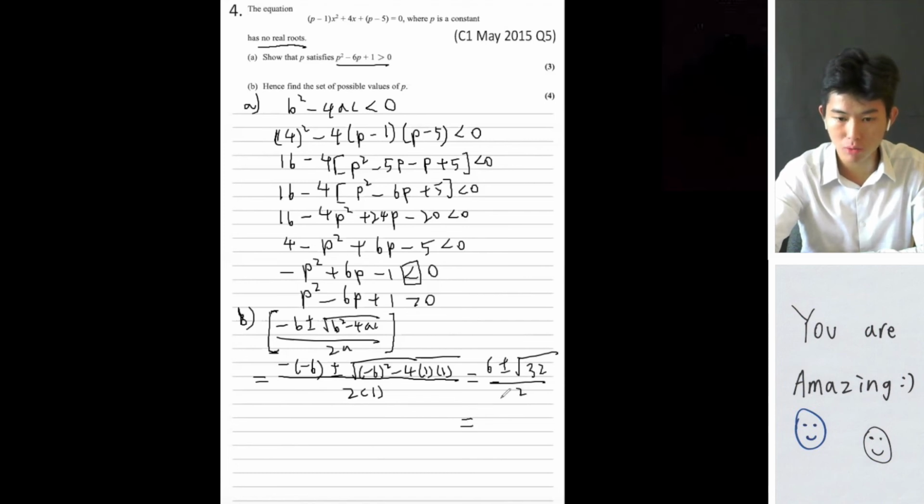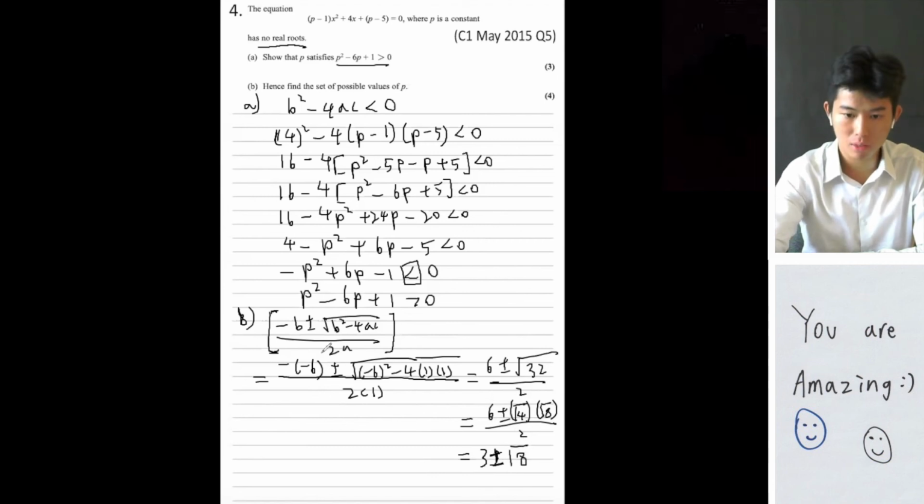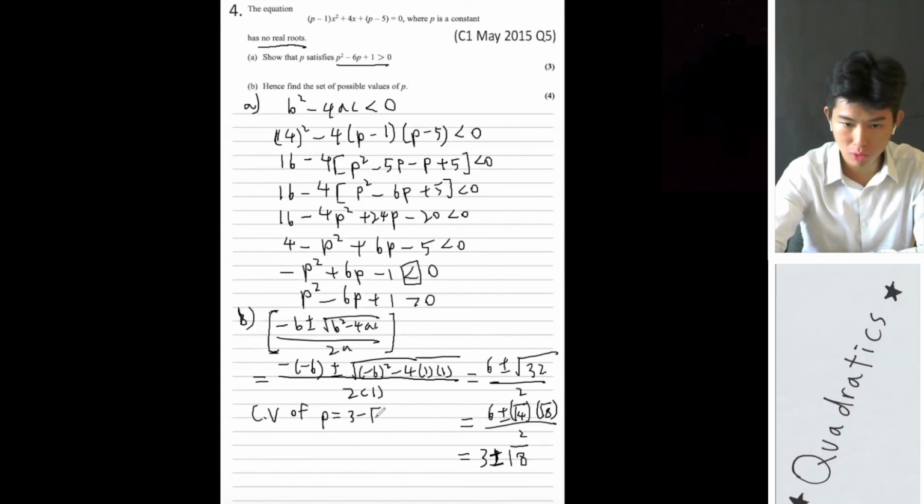And I try to get the root 4 out from root 32. 6 plus or minus root 4 times 8, root 8, over 2. The next step would be 6 divided by 2 would be 3, plus or minus root 4 would be 2, 2 divided by 2 would be 1. So it would be 3 plus or minus root 8. So the critical values of p equal 3 minus root 8 or 3 plus root 8.